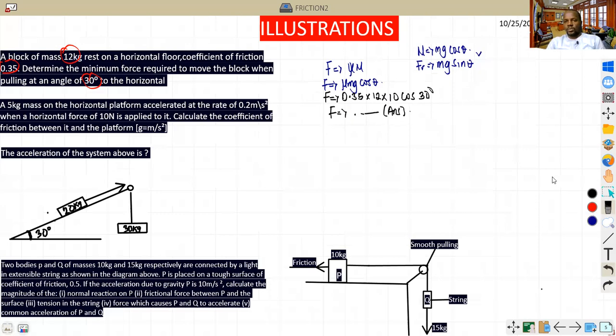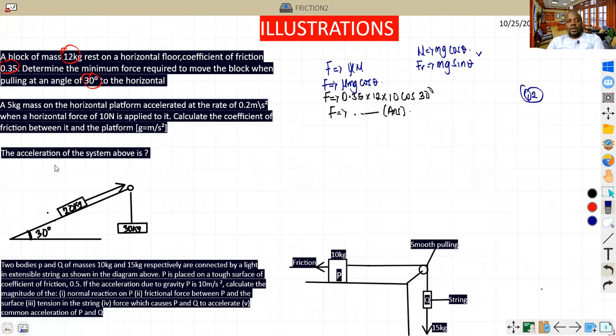Then question 2. Question 2 solution will be done to this side. I'm rushing because of time. I'm kind of overused my time. We have a 5 kg mass on the horizontal platform, accelerated at the rate of 0.2 meters per second squared when a horizontal force of 10 Newton is applied to it. Calculate the coefficient of friction between it and the platform.